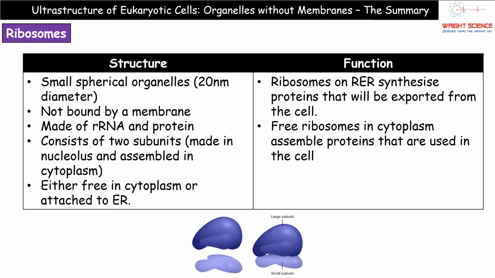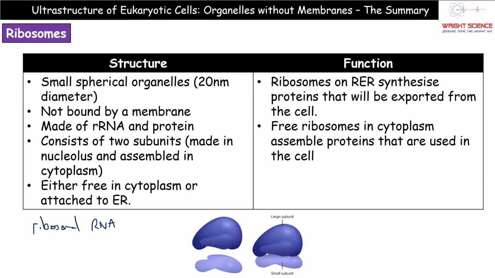So if we think about structure first of all, then what we can see is that they are these small spherical organelles. Now they are small, we're looking at about 20 nanometers in diameter. As the title of this little summary suggests, they are not bound by a membrane. They're made of two key components, if you like. They're made of protein, and they're made of this stuff called rRNA. Now that little lowercase r at the beginning just stands for ribosomal. So what we actually have is ribosomal RNA, or the rRNA, and the protein make up our actual ribosomes themselves.